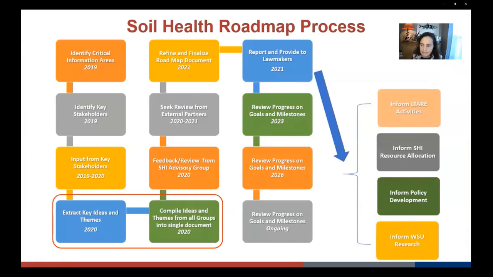So where are we now? Right now we're at the stage of extracting the key ideas and themes from all of this information that's been collected and compiling it into a single document. We will be seeking feedback and review from our advisory group and from external partners, and expect to have this document finalized and provided to lawmakers in 2021. This document will hopefully provide a lot of useful information going forward to inform activities at the LTAR, resource allocation and policy development, as well as research.